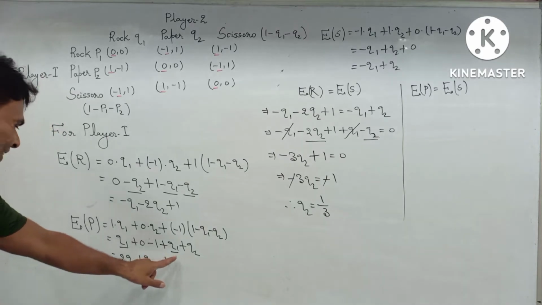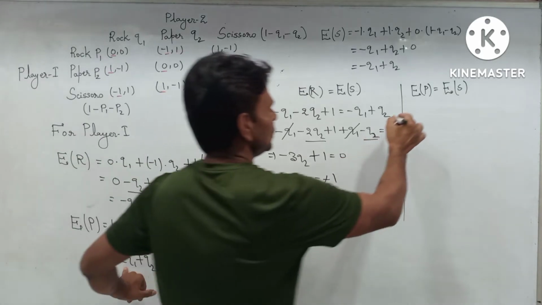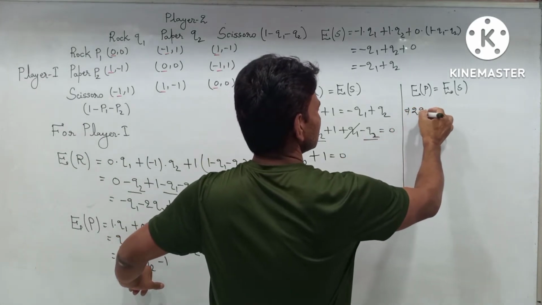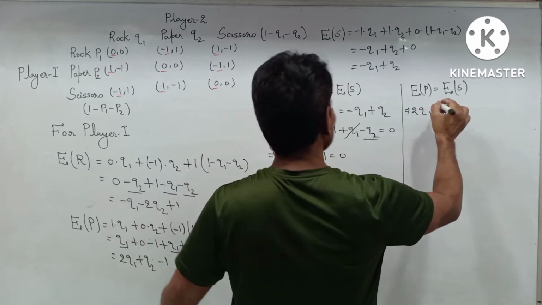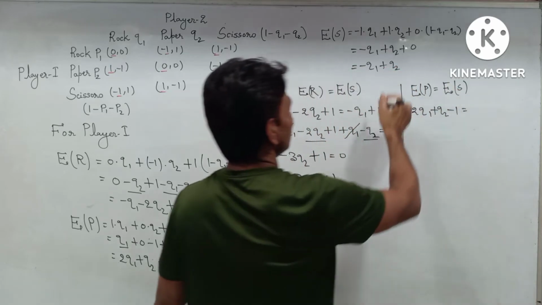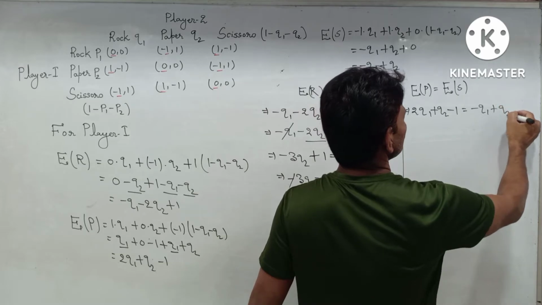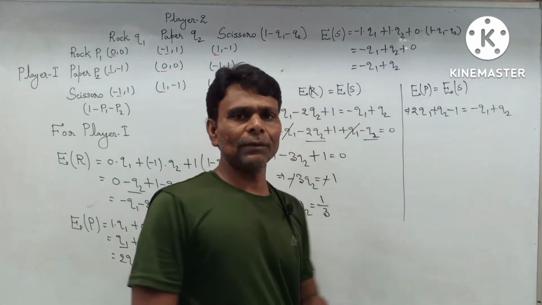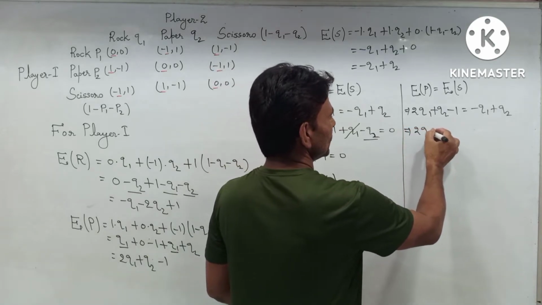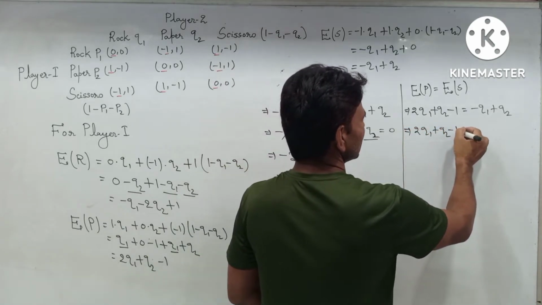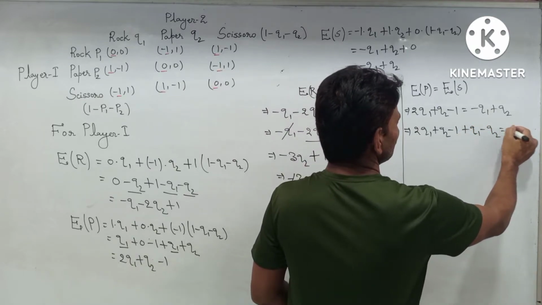Yes, by mistake: 2q1 plus q2 minus 1, and the expected value for scissors is minus q1 plus q2. Shifting minus q1 plus q2 to the LHS side: 2q1 plus q2 minus 1 plus q1 minus q2 equal to 0.